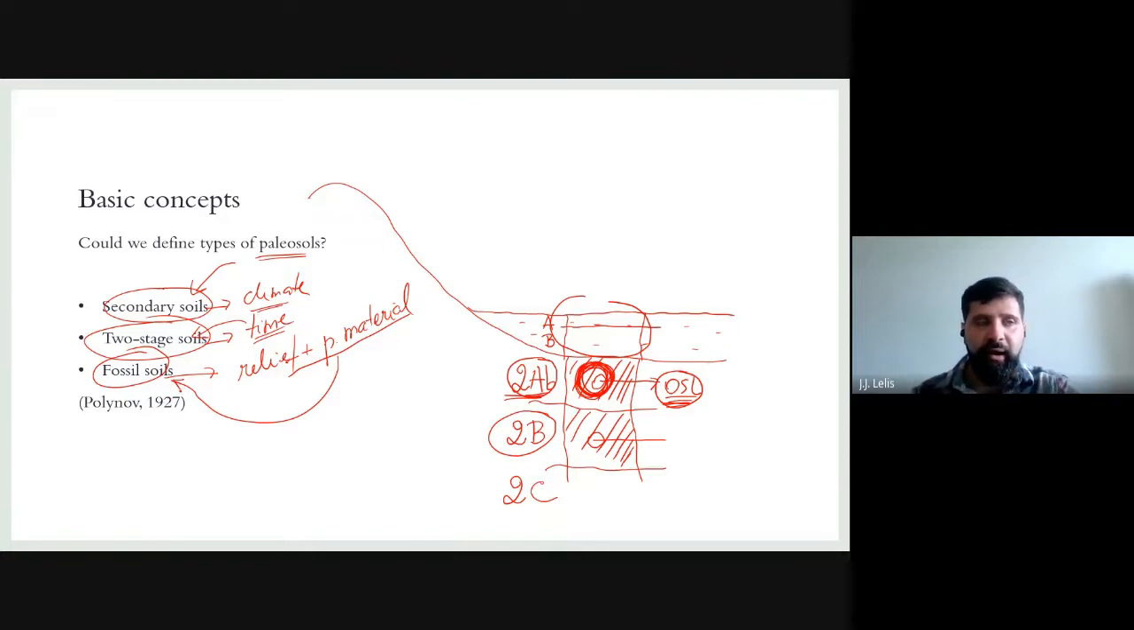Okay? These types are not an official system of classification, but it's very useful for us to understand that we have three types of paleosols, and that we can use these terms, these words, to describe these soils, because it helps a lot to understand which kind of process acts in that landscape to create the paleosols.